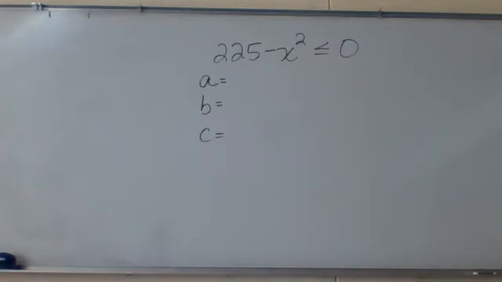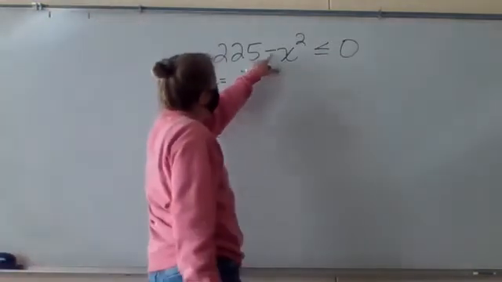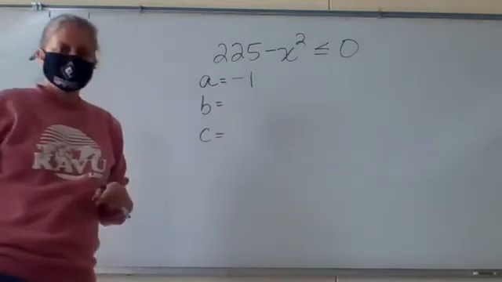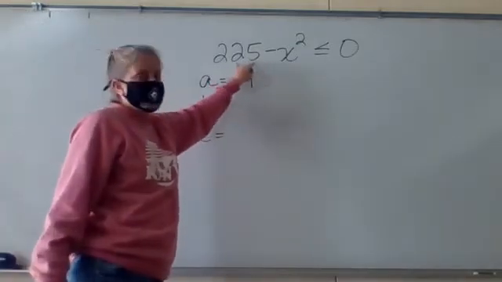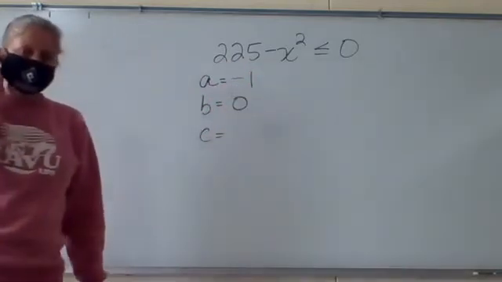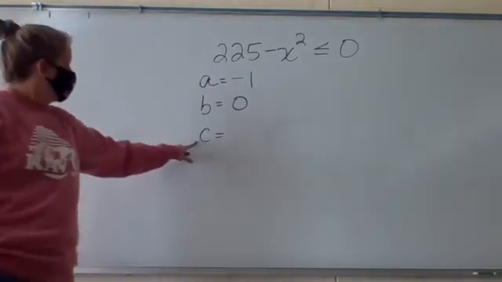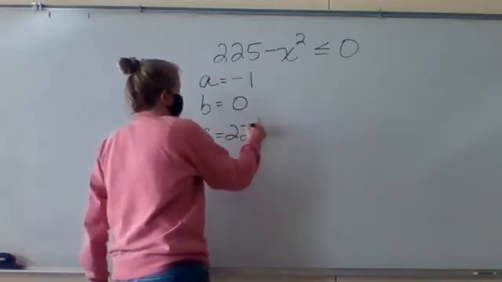So let's see. What is A in this situation? What is the number in front of x squared? Well, here's my x squared. Here's the number in front of it, which would make it negative 1. What's the number in front of x? Do you see an x? There's not an x, which means your B is 0. C, what's your constant? It's positive 225.